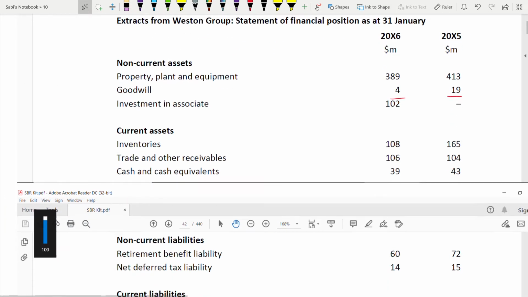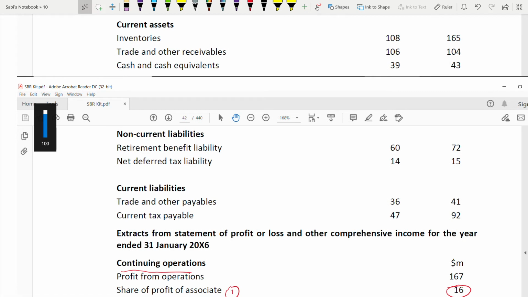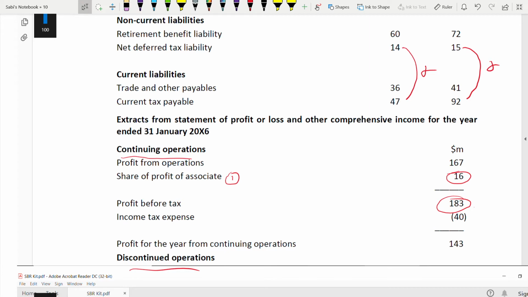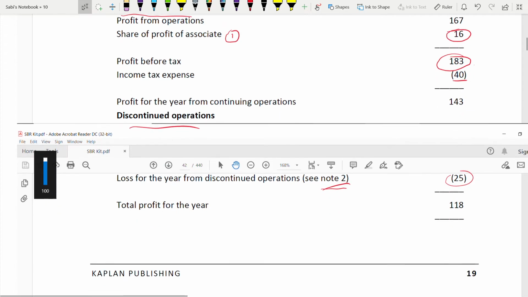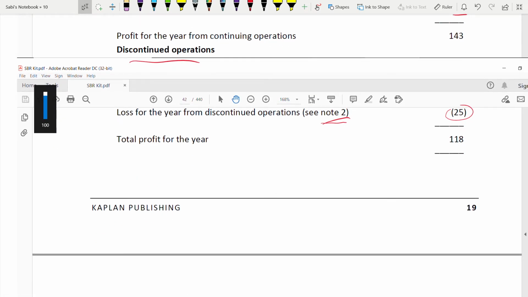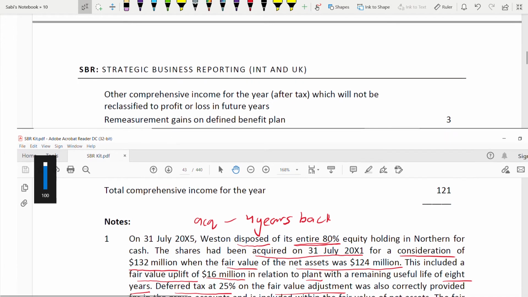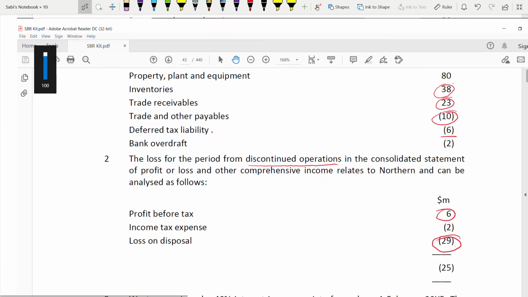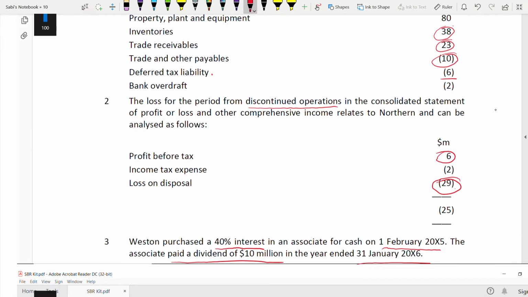When you go to the statement of financial position, it is under your current liabilities and non-current liabilities. You add these two, 15 plus 92, 14 plus 47. Deferred tax is under non-current liabilities, income tax is under current liabilities. Now when you go to continued operations, you have income tax here. You see 40 for income tax for continued operation, and for discontinued operation you have to go to note 2 because only the loss is given in the main statement. So go to note 2 and see the deferred tax. Note 2, income tax expense here is 2, you see.